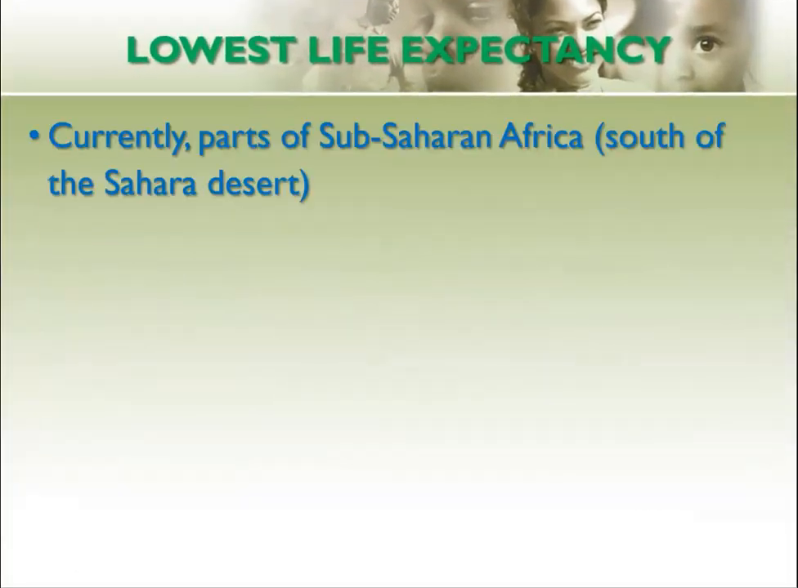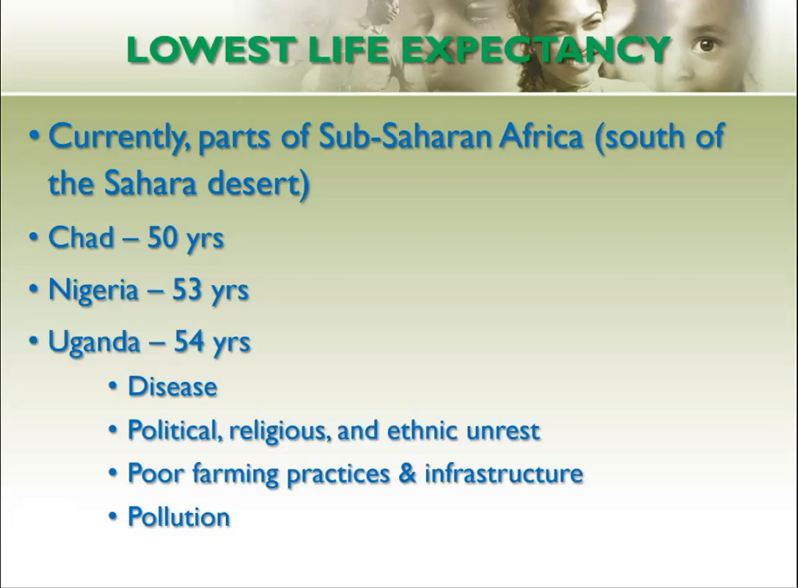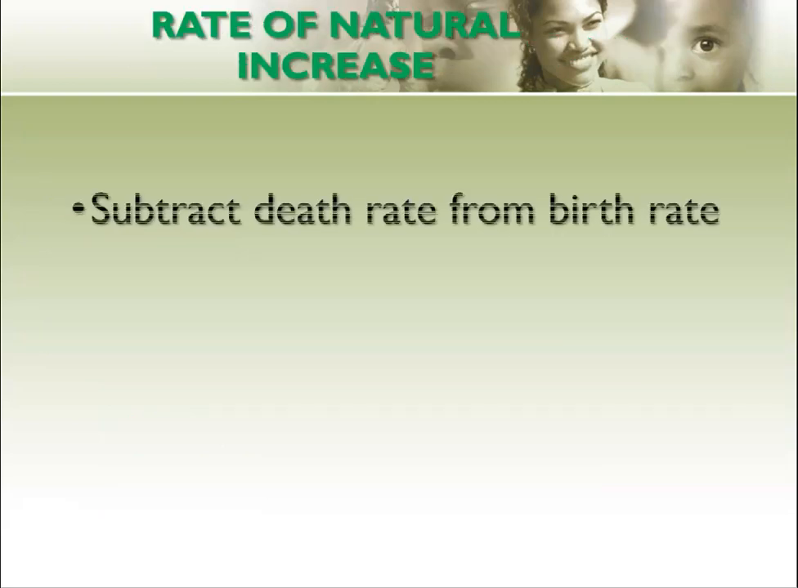Lowest life expectancy. Currently, in parts of sub-Saharan Africa, the life expectancy is very low. In countries like Chad, it is 50 years, Nigeria 53 years, Uganda 54 years, and various causes are responsible for this, including disease, political, religious, and ethnic clashes and unrest, poor farming practices, and poor infrastructure and pollution.